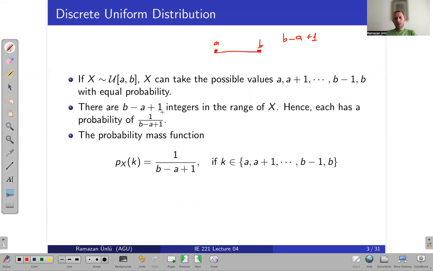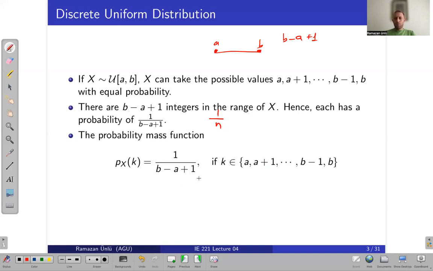Okay, that's why each sample, each value has a probability of 1 over B minus A plus 1, right? Because remember, we can calculate the probability as 1 over n, where n is the total number of values in that range. So that's why the probability mass function is 1 over B minus A plus 1.